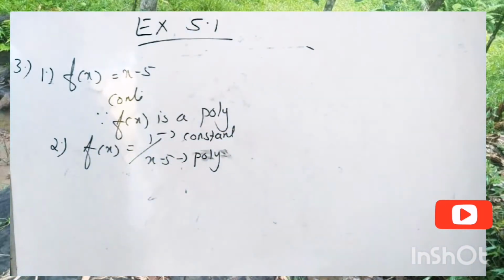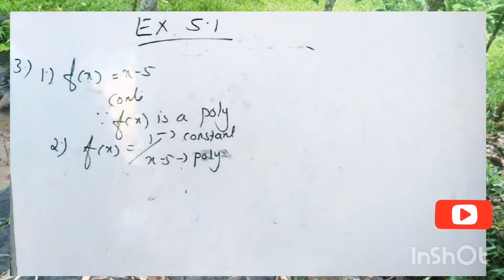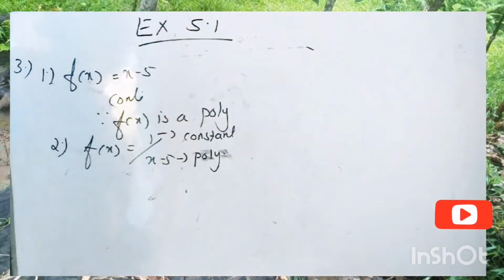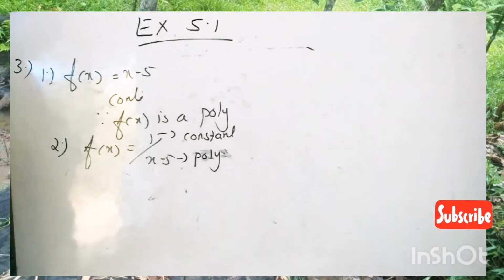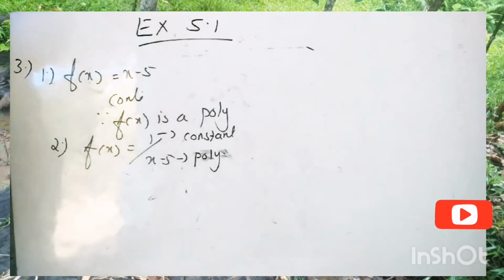A constant function is always continuous, and the denominator is a polynomial, which is always continuous. That means the numerator and denominator are continuous. Therefore, this function is continuous because this is in the form p of x divided by q of x, a rational function. P and q are continuous. Therefore, f of x is continuous provided x not equal to 5.